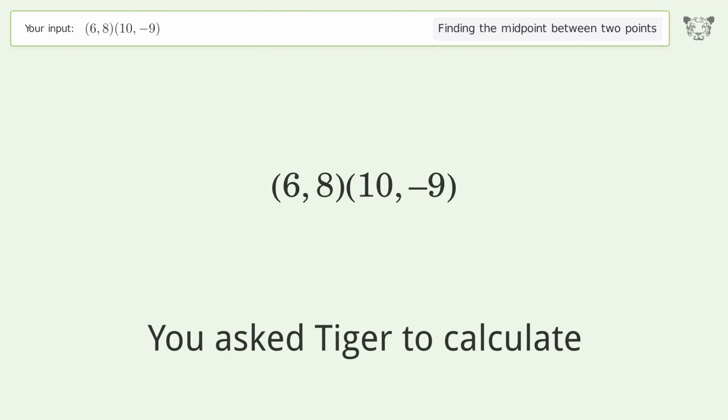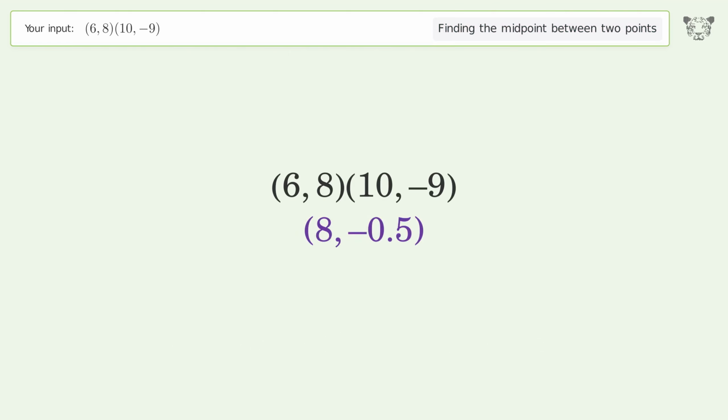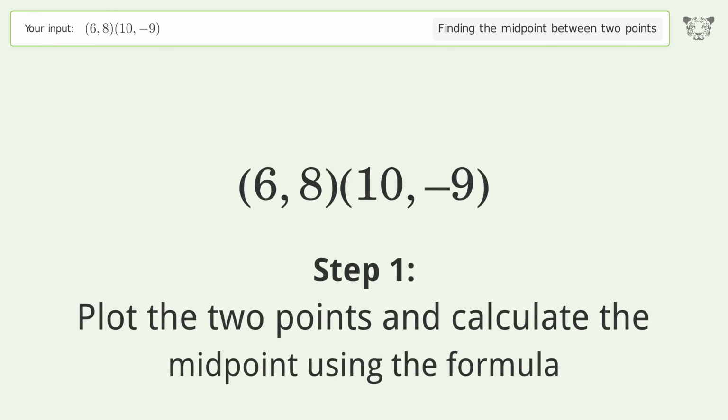You ask Tiger to calculate. This deals with finding the midpoint between 2 points. The midpoint between the 2 points is 8, -0.5. Let's solve it step by step. Plot the 2 points and calculate the midpoint using the formula.